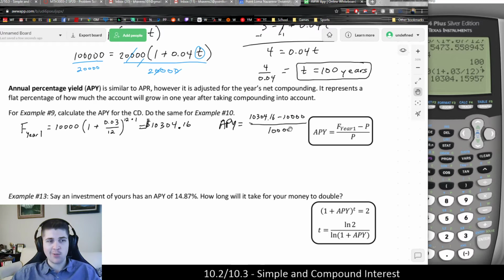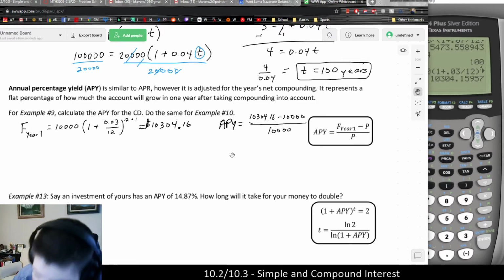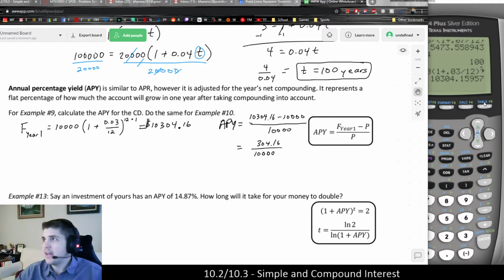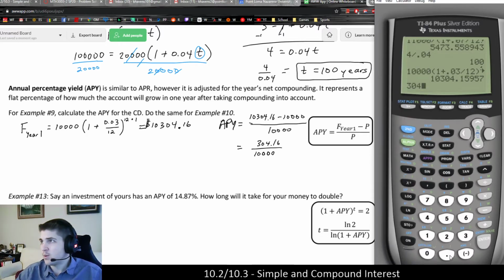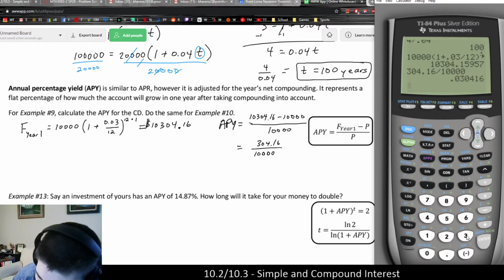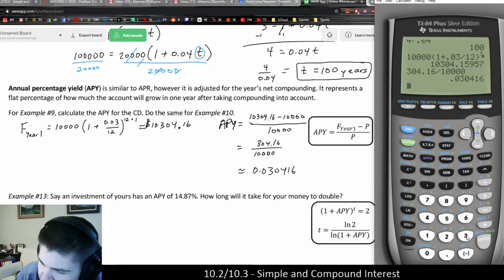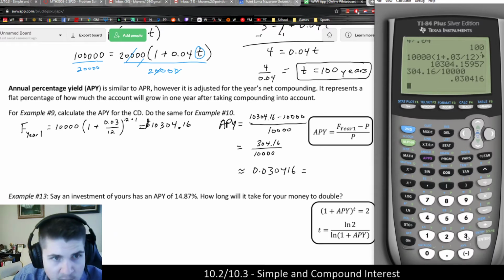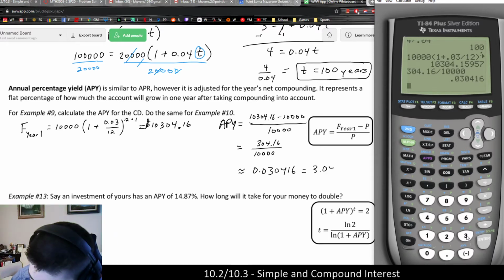So this would be my annual interest in that situation. And if I divide it by the principal, it's going to give me a percentage. What was the raw growth? Because it grew by $304.16, and that was in the scale of $10,000. And if we go ahead and do that math, 304.16 divided by 10,000, that would leave me with approximately 0.030416, which since that's a decimal, I could convert to a percentage, would be about 3.04%.